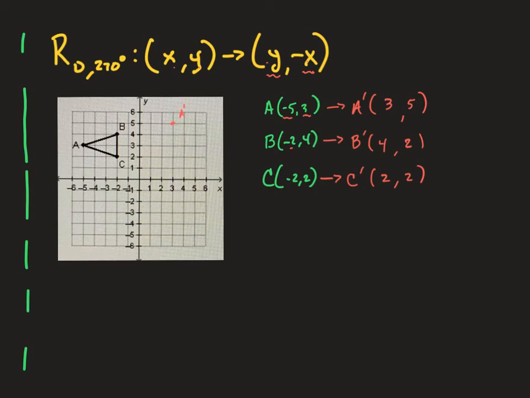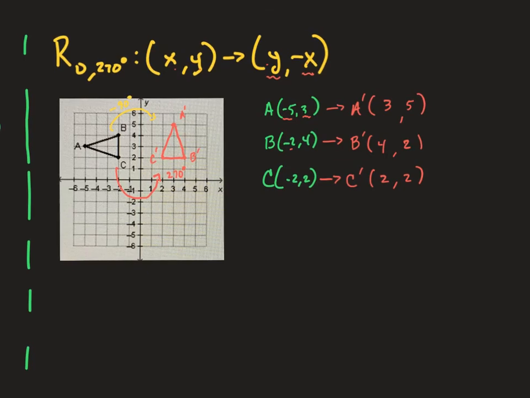That's A prime. B prime is going to be 4, 2. And C prime is going to be 2, 2. But anyway, there we go. It looks like this is a mapping in a positive 270 degrees. And you may think, too, that 270 degrees positive is the same thing as negative 90 degrees.